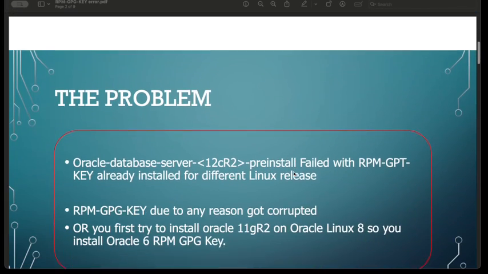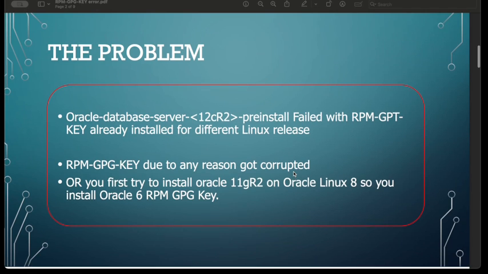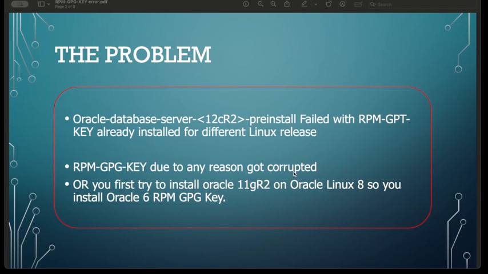So we will discuss the problem with Oracle Database, for example 12c R2 or any database you are trying to install. You will try to run the pre-install, which installs all the RPMs and packages required for this installation, but it fails with rpm-gpg-key already installed for a different Linux release. So how can we solve this?